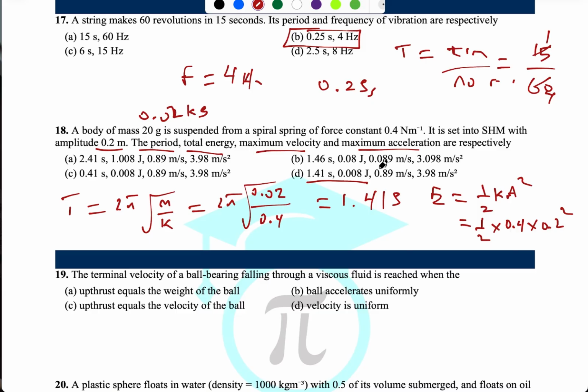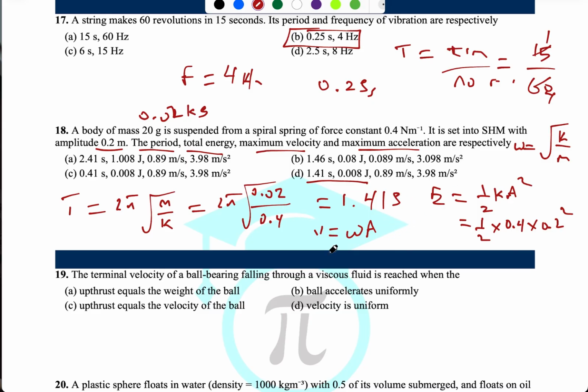The next one says maximum velocity. V is omega A. Omega for this particular motion is the square root of K over M. So the square root of 0.4 divided by 0.02. And since I've gotten my omega, I will just multiply by the amplitude, which is 0.2. And so that's 0.89.